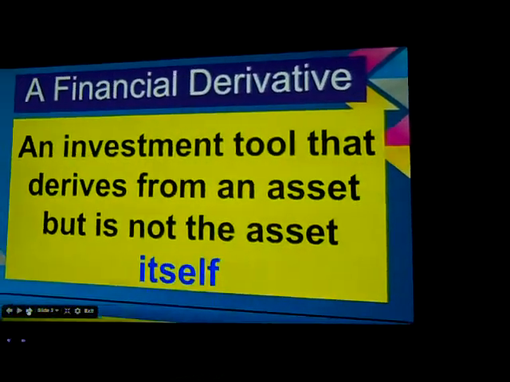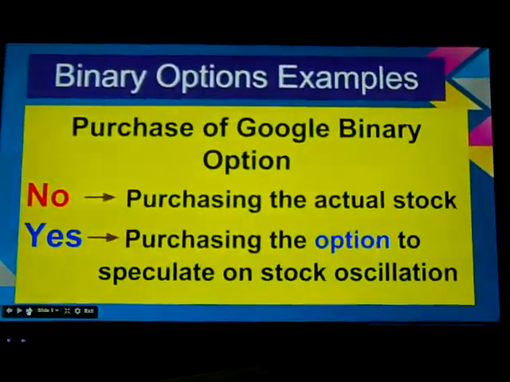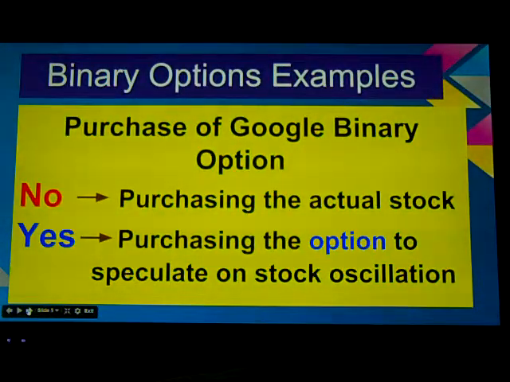We'll give you an example, and this way you understand better what we're talking about. Let's say that you're going to purchase a Google binary option. Are you actually purchasing the actual stock of Google? No, you're not purchasing the actual stock. What you are doing is purchasing the option to speculate on the oscillation of the stock. In this case of the Google stock, you're just purchasing the option to make a prediction.